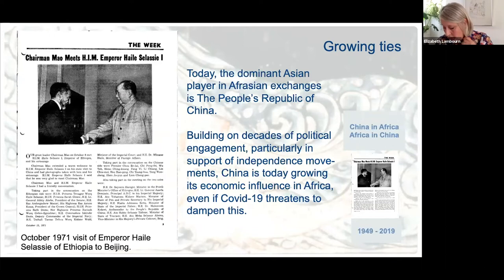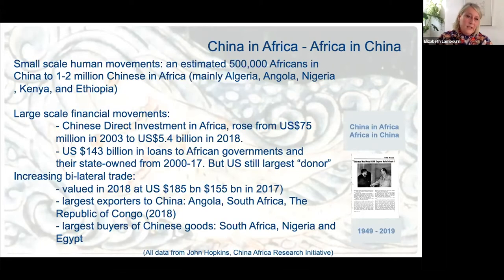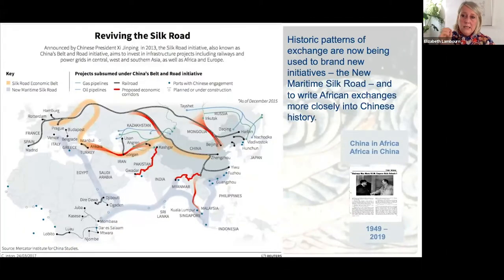Finishing now very quickly with the contemporary period up to the present day. As we know, the dominant Asian player in Afro-Asian exchanges today is the People's Republic of China, founded in 1949, which is why you see the date there. And it's a really interesting time at the moment to consider how this will play out in the future. So I think the symposium is very well timed. As you can see, there are surprisingly small scale human movements: on all, 500,000 Africans in China potentially in 2018, 1 to 2 million Chinese possibly, but very large scale financial movements under this.